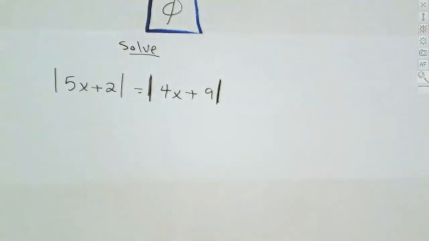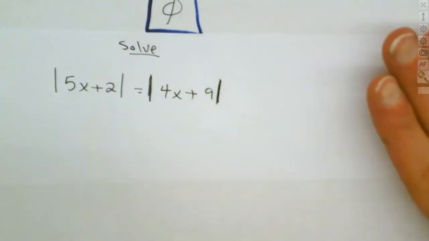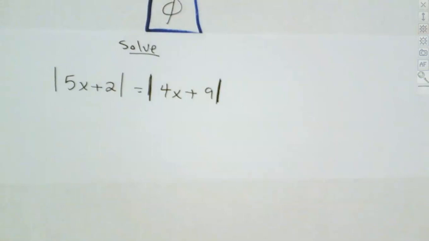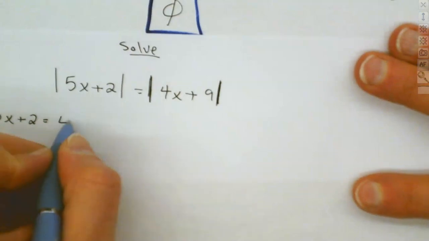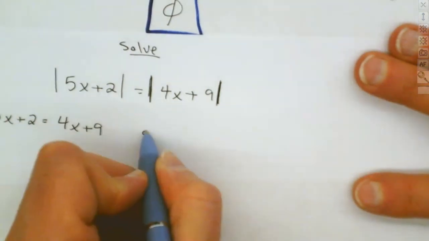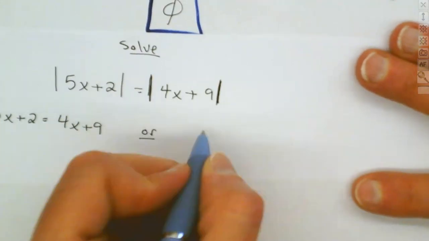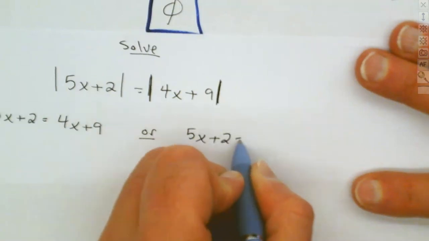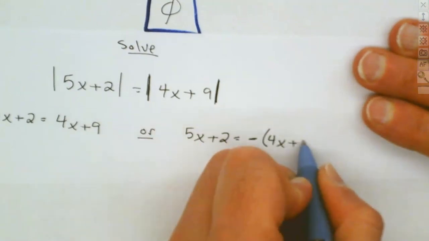Now, what do we know about absolute values? When I go to solve an absolute value, all right, I'm going to get two equations. So I've got to get two equations out of this. So the first equation, all I do is I drop the absolute value bars. So my first equation is simply going to be 5x plus 2 equals 4x plus 9. And what's my other one going to be? Well, I changed the signs on the right. So the other equation is going to be 5x plus 2 equals, you put a negative in front, use parentheses, 4x plus 9. Okay?